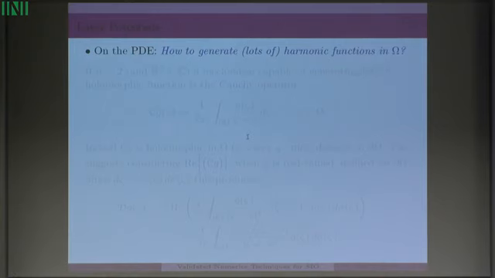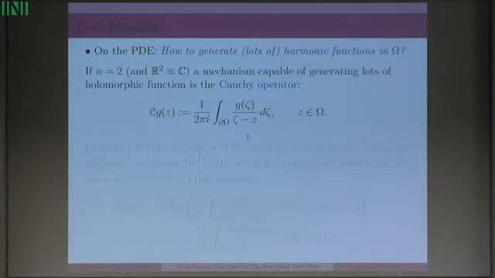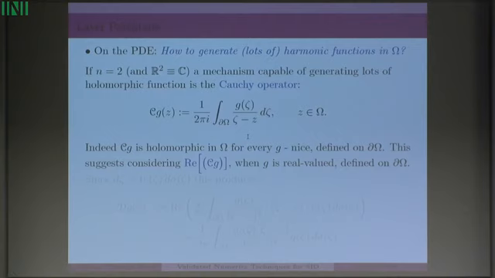So in order to address the PDE question, the question is, how do we generate lots of harmonic functions? If we are in 2 dimensions, a mechanism capable of generating lots of harmonic functions, we've seen over and over again this week, is through the Cauchy integral operator, which I've written up here. Here z is a point in the domain omega, and g is a nice function defined on the boundary of the domain omega. Because of the holomorphicity built into the kernel, this is a holomorphic function in the domain omega.